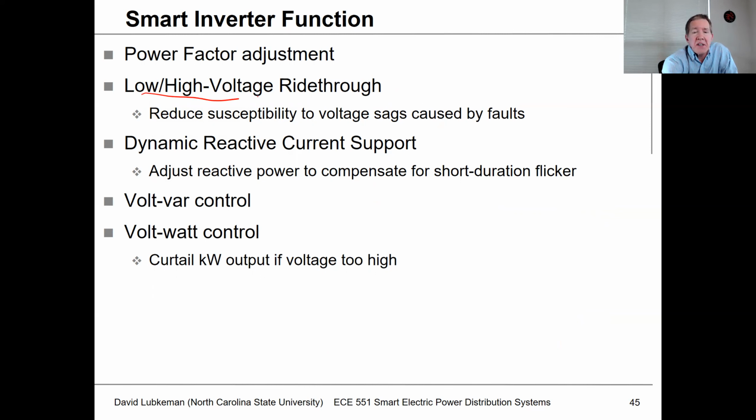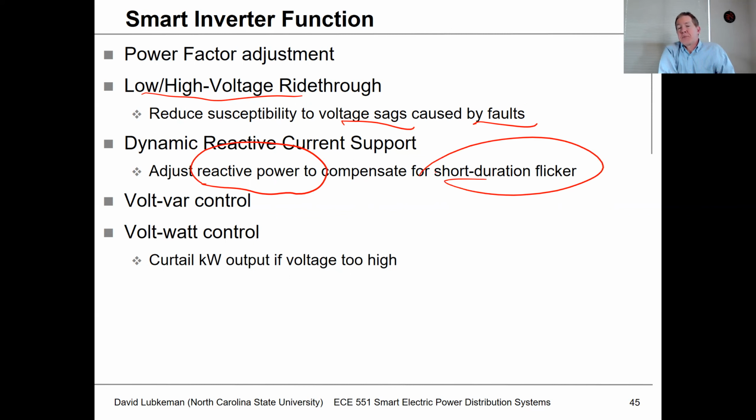We've got these settings for low and high voltage ride through. If there are voltage sags caused by faults, we can make some adjustments in the settings for that. And then you've got the ability of adjusting reactive power to possibly compensate for short-term duration flicker. So if the PV is causing the voltage change through variable real power injection, what you could do is monitor that voltage and have the Q output track that, so it counteracts it. All right, so that's something that's being looked at.